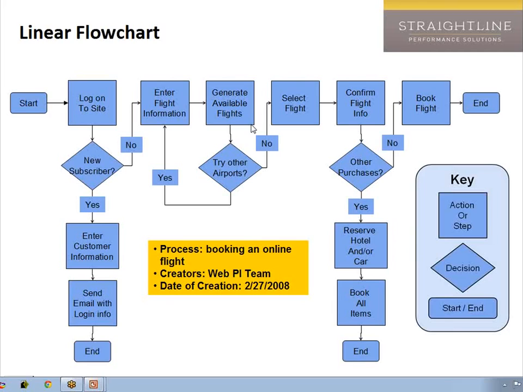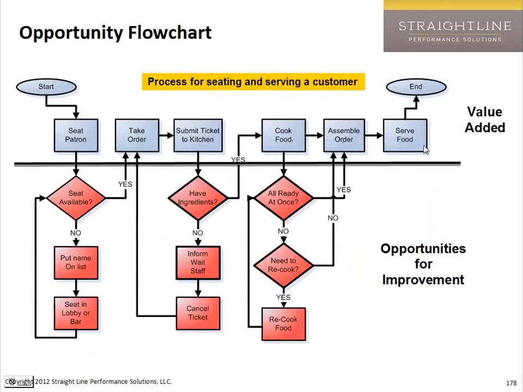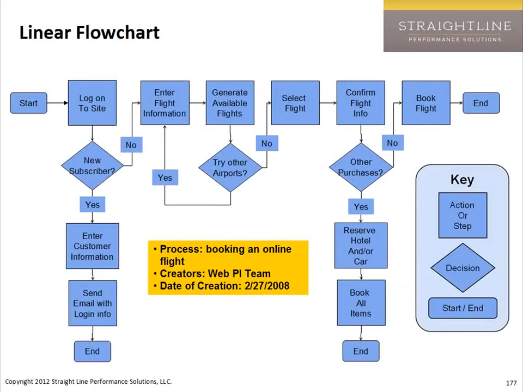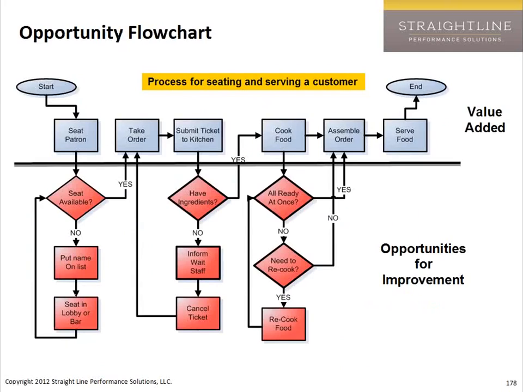That's a linear flowchart. Now, sometimes linear flowcharts can be turned, sometimes directly, into what's called an opportunity flowchart. So in an opportunity flowchart, what we're doing is we're looking at... There we go. Let me stay there. In an opportunity flowchart, admittedly, we're missing some things here, right?